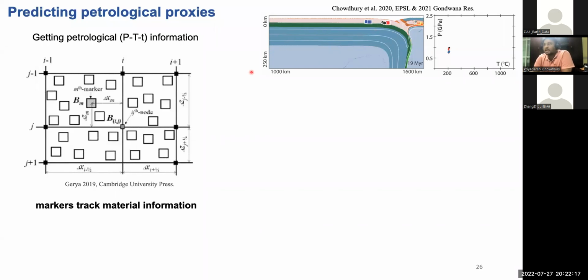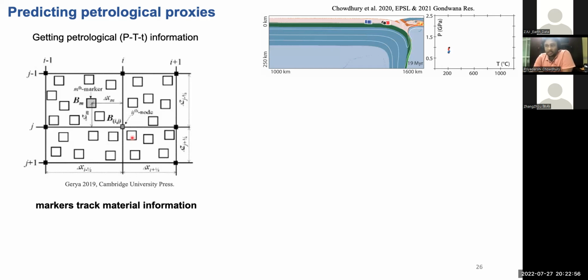And that can be done because the model setup has certain advantages to do so. I've just shown this picture here, where these are the model grids, fixed Eulerian grids. However, there are particles, these open boxes, which actually flow between these grids depending on the velocity field in the model. These markers carry the physical information of the rock type, that means the pressure, the temperature, and other physical properties as the marker moves with time.